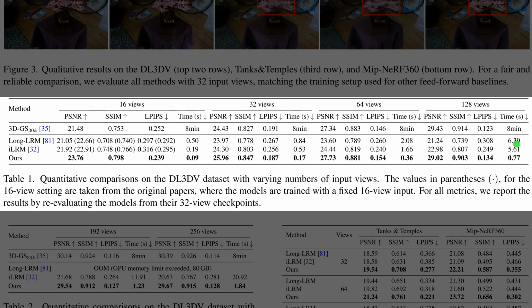Well, Table 1 steps back to the DL3DV dataset and compares methods across 16 to 128 input views. The table reports reconstruction quality with peak signal-to-noise ratio, structural similarity, and LPIPS, plus runtime. Three-dimensional Gaussian splatting delivers solid quality but needs about 8 minutes per scene. Long-LRM and iLRM are faster but noticeably worse in accuracy. The new model consistently achieves the best or tied best quality while staying under 1 second, even at 128 views, so it dominates the efficiency-accuracy trade-off.